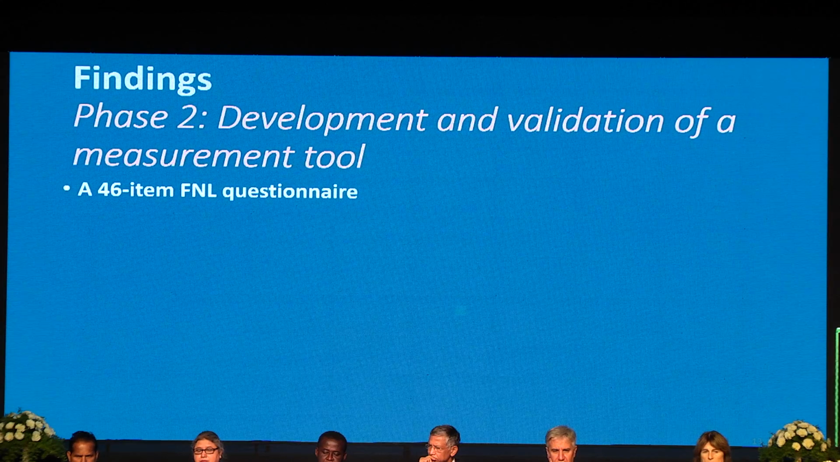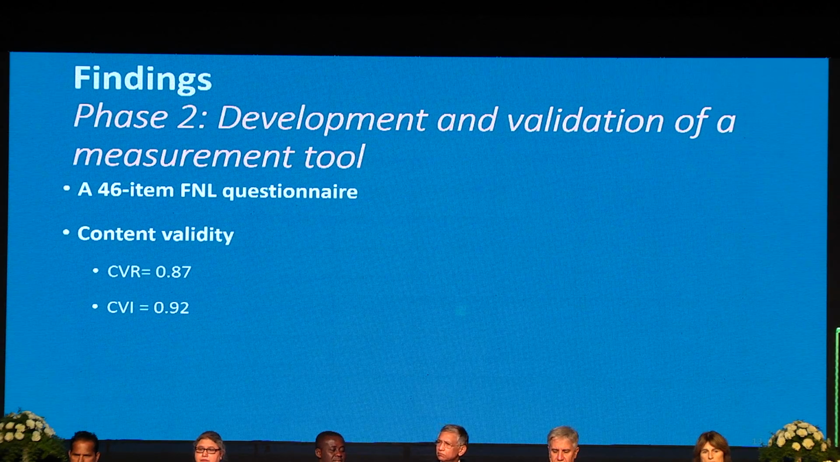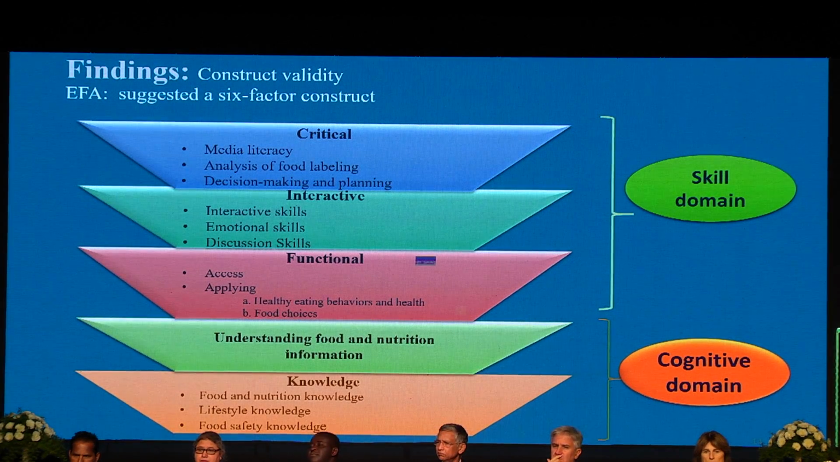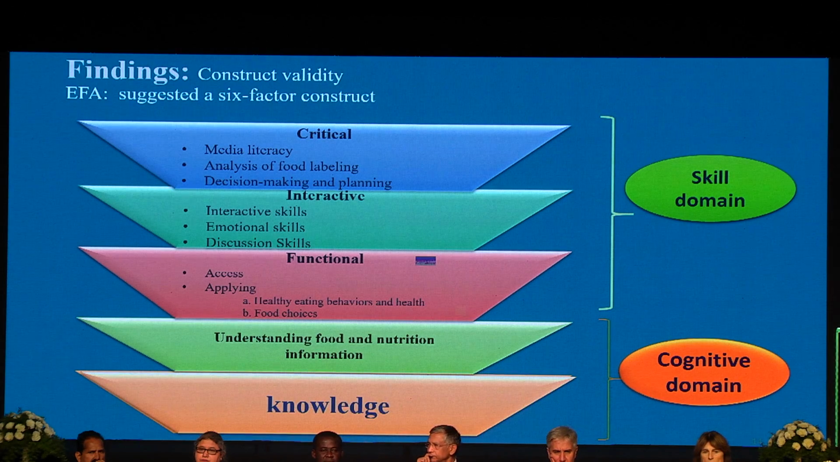So for the second phase, we came up with a 46-item food and nutrition questionnaire that, as I mentioned, its content and face were evaluated in terms of validity. Through the construct validity stage, we identified different levels of literacy that were already there in the questionnaire, and we wanted to make sure that all these levels are being approved through the survey.